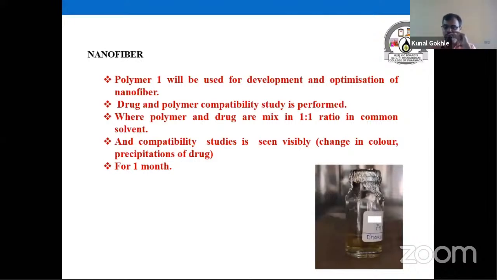So what I want to say is that the field is a very vast field, and you can engineer the polymer as per your need.